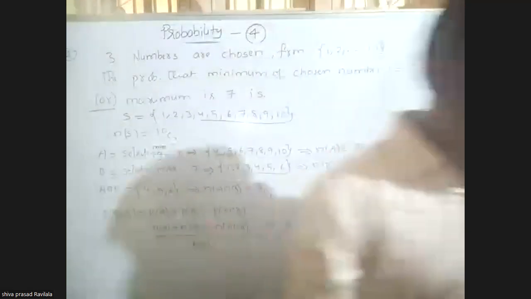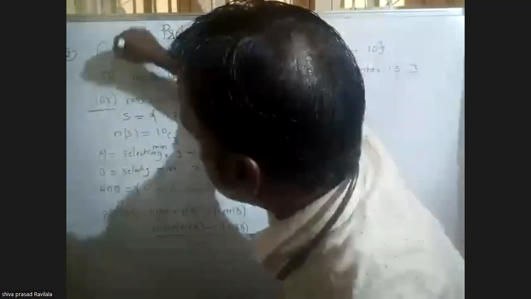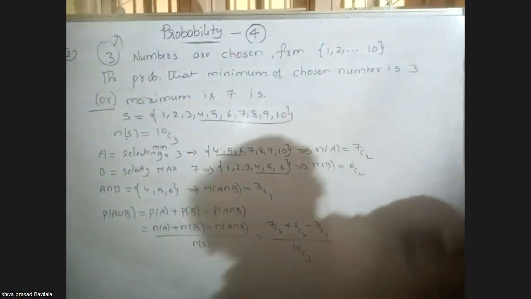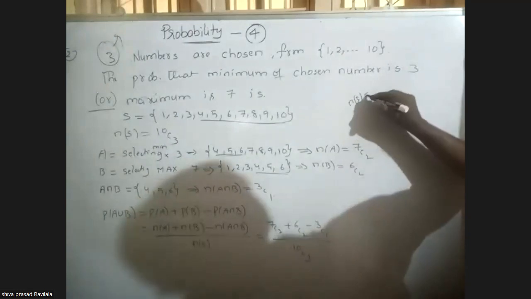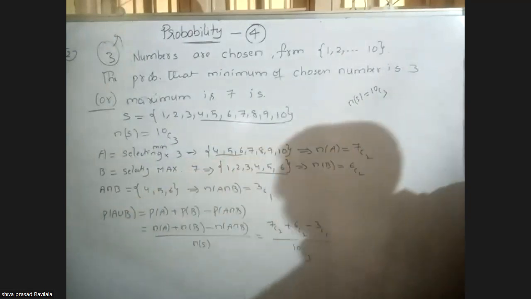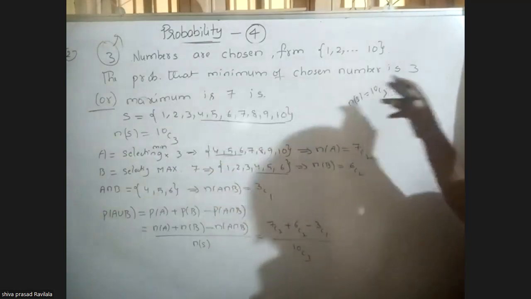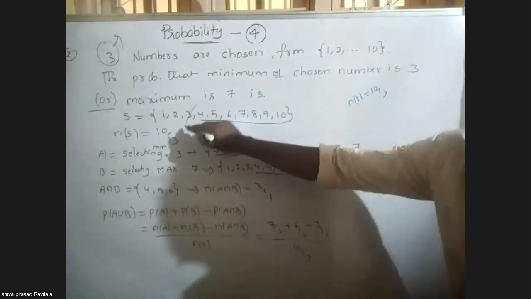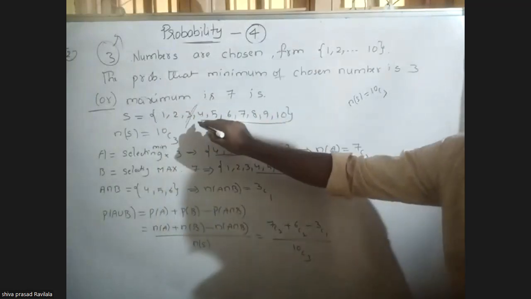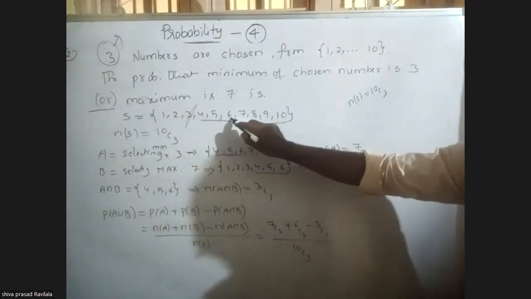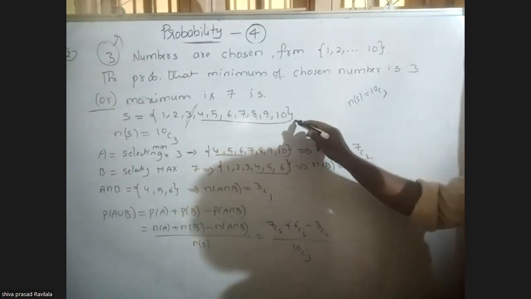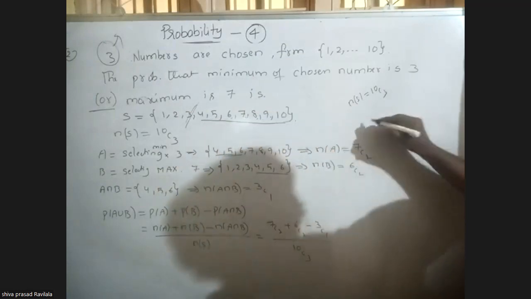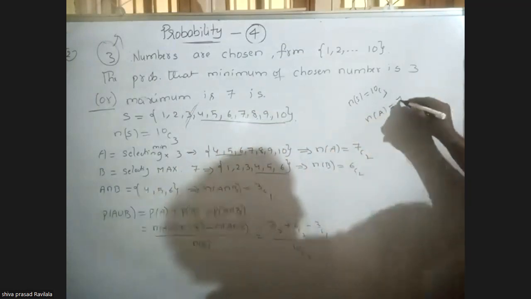Okay. First, you see these three numbers. How many numbers are we selecting here? 3 numbers. Therefore, N of S is equal to, in our condition, 10C3. Then the minimum chosen number is 3 or maximum is 7. Minimum 3: we are already selecting 3, the minimum number. And the remaining how many numbers? 1, 2, 3, 4, 5, 6, 7. You select the remaining 2 numbers out of these remaining 7 digits, so N of A is equal to 7C2.